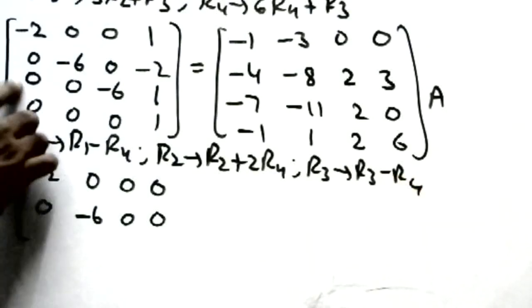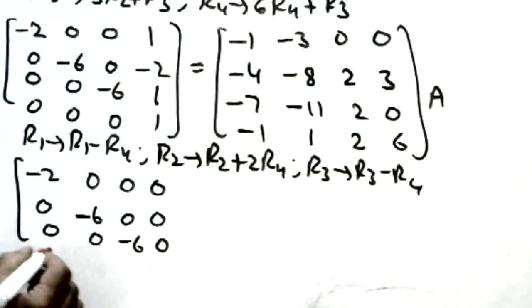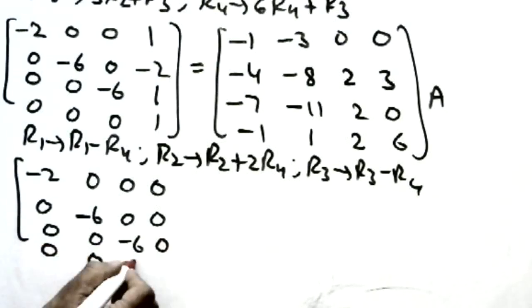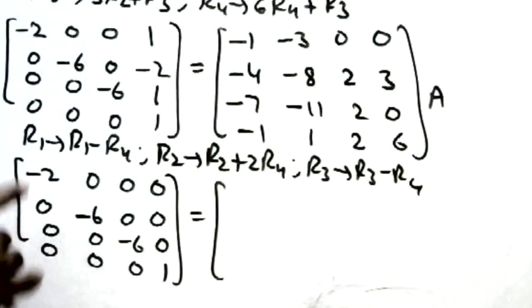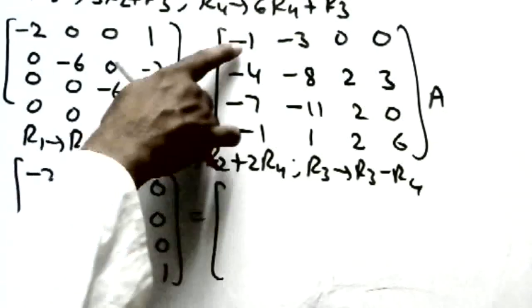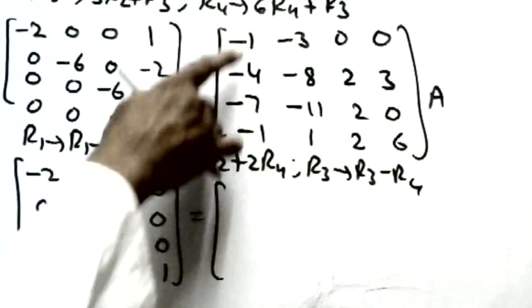Now R3 minus R4. Sorry, R3 minus R4. 0 minus 0 will be 0 0. Minus 6. 1 minus 1 is 0. Now keep this as it is, 0 0 0 1. Now in the same way here also we have to do the same procedure. R1 minus R4.